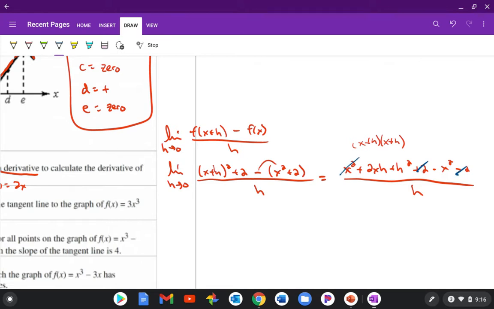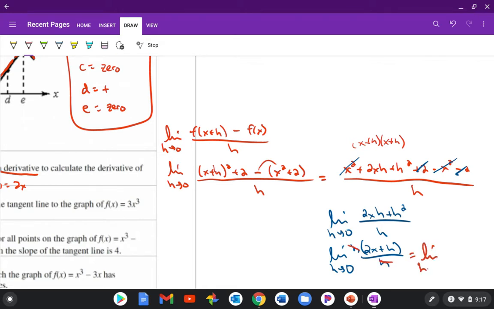The plus x squared and the minus x squared cancel. So all we're left with here is the limit as h goes to 0 of 2xh plus h squared over h. At this point, since we've got all terms with h's left, we're going to factor out an h on the top. Limit as h goes to 0 of h times 2x plus h over h. We can now cancel the h's. So we get the limit as h goes to 0 of 2x plus h.